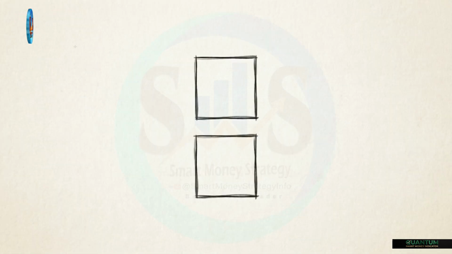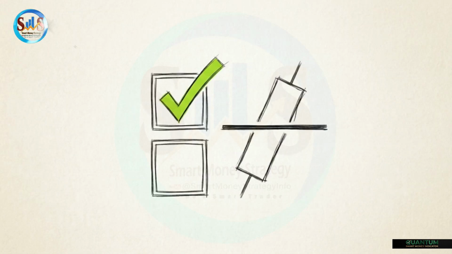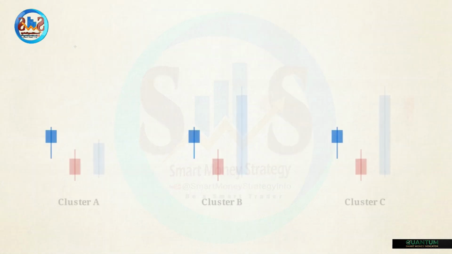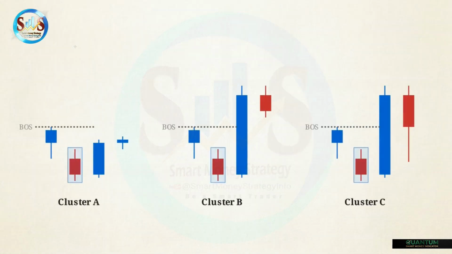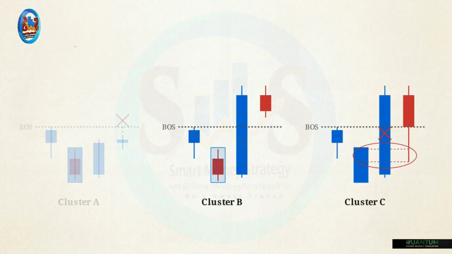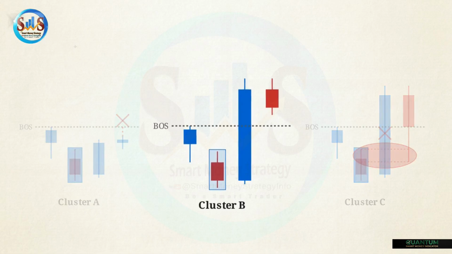An order block is only valid if it meets 2 criteria. It must have caused a clean break of structure, and it must have an untouched fair value gap sitting immediately adjacent to it. Identify the valid order block among these clusters, A, B, and C. Apply the 2 rules covered. Cluster B is the correct choice. Cluster A failed to break structure, and C lacks an open fair value gap. Only B is a high probability origin point.